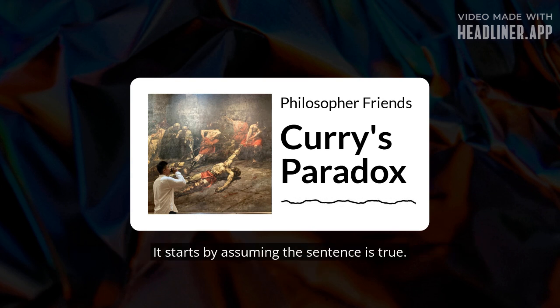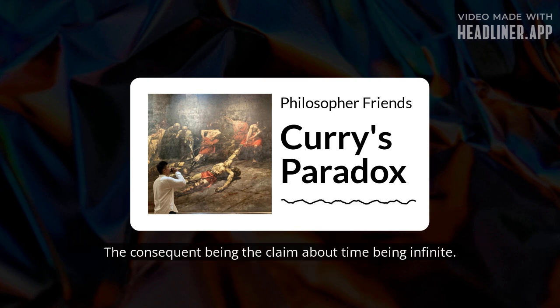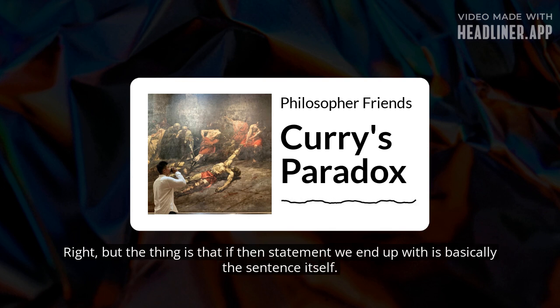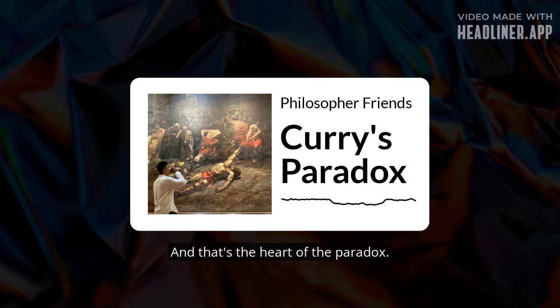It starts by assuming the sentence is true, hypothetically, of course. Okay. And then it shows that if we assume that, we can actually derive the sentence's consequent logically. The consequent being the claim about time being infinite. Right. But the if-then statement we end up with is basically the sentence itself. So we're proving the sentence is true by assuming it's already true. In a way, yes. And that's the heart of the paradox.